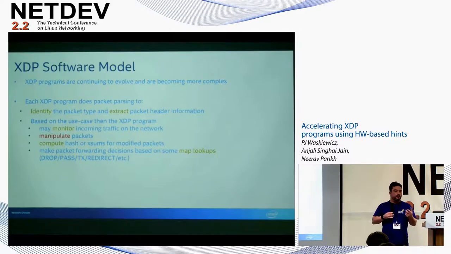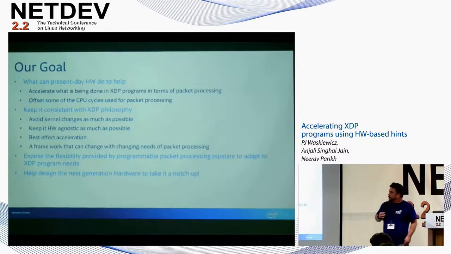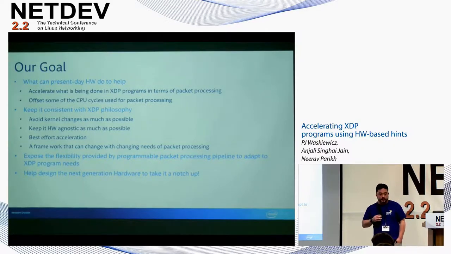For those of you who were at Andy and Jesper's talk yesterday about XDP, it gave a good sequel to the last NetDev, showing how much XDP has evolved in a very short amount of time. And it's not a coincidence that the core has evolved, it's really because the programs are demanding it. So our goal with the work that we're going to show you today is what can we use with present-day hardware, right? So if you have older hardware, can it do anything to help accelerate XDP? And we believe it can.